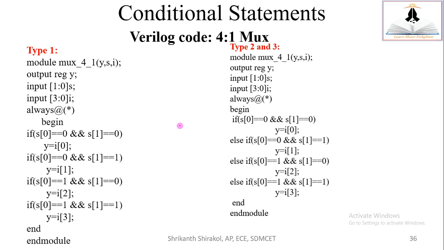We shall proceed. Here we have two codes for MUX design, 4:1 MUX design. Why I'm taking 4:1 MUX is that it is simple to understand. So module MUX underscore 4 underscore 1, output is Y, S is the select line, I is the input, but we have not mentioned which is input and which is output in the module declaration. So we shall mention it once we write module MUX. Here output is Y.